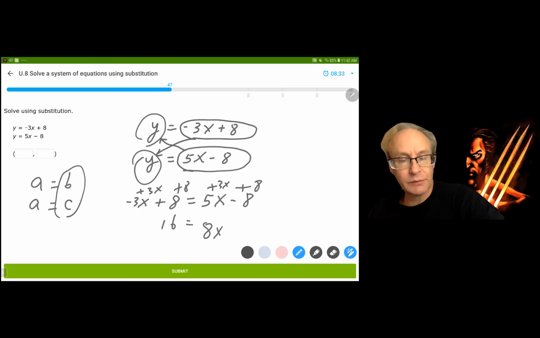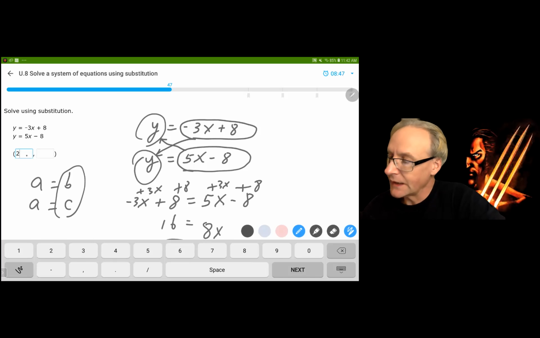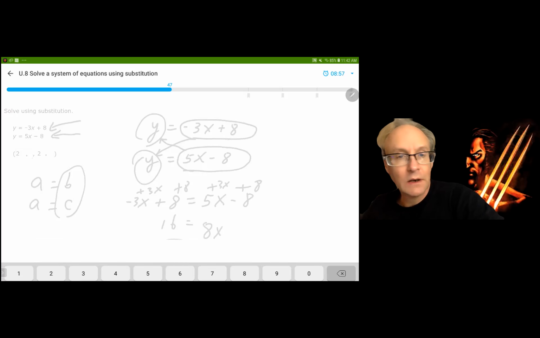Now this takes a little bit of practice, because what you don't want to do is end up with a variable and a number on one side equal to 0. Anyway, I have x equals 2, of course. And if x is equal to 2, I can substitute it into either equation and get my value for y, which also happens to be 2, because 10 minus 8 is 2. Hopefully that's clear.